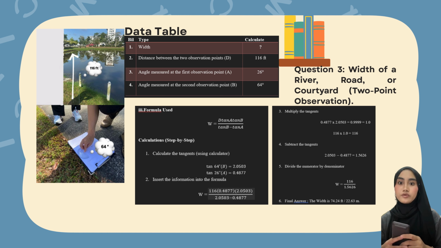For step number 4, which is subtract the tangent, you need to deduct both of the tangent, which is 2.0503 deduct 0.4877. So the width is 74.24 feet, or if you want to convert it to meters, it will be 22.6.